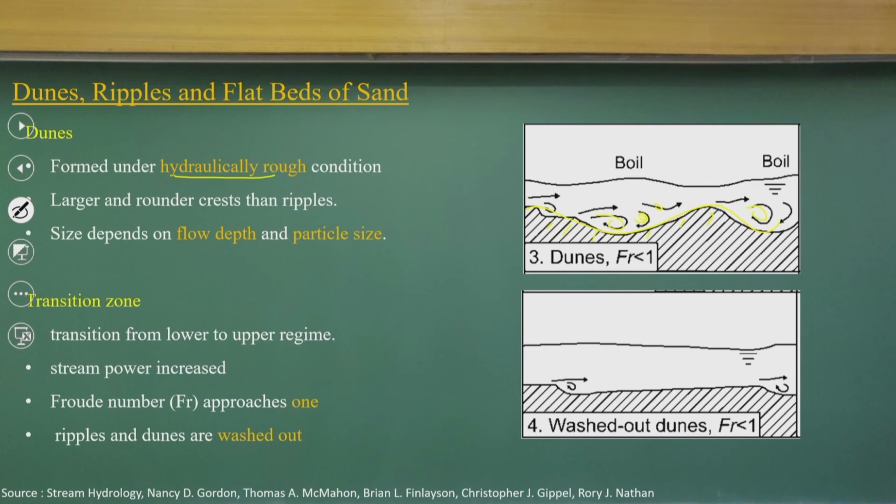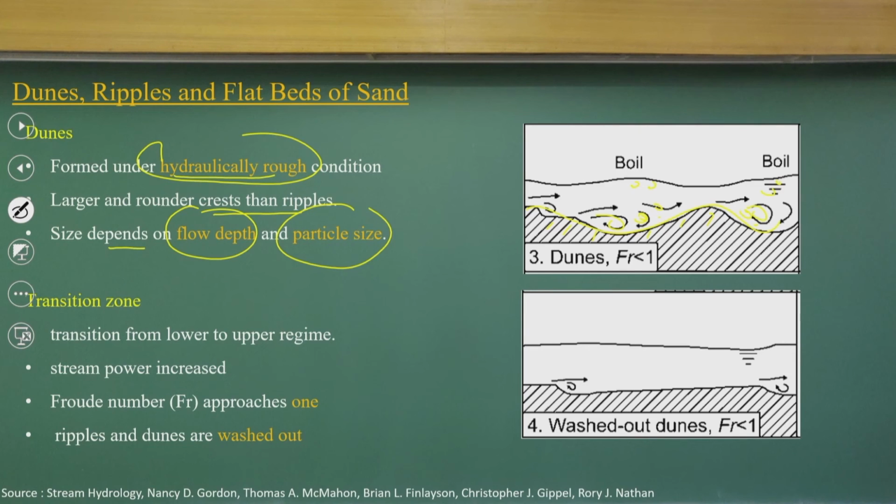That is, the hydraulically rough conditions will prevail, and the larger, rounder-crested dunes will form compared to the ripples, and their size depends upon the flow depth and the particle size. Now, because of these sand dome formations, there will be boils, and there will be vertical vortex presence.